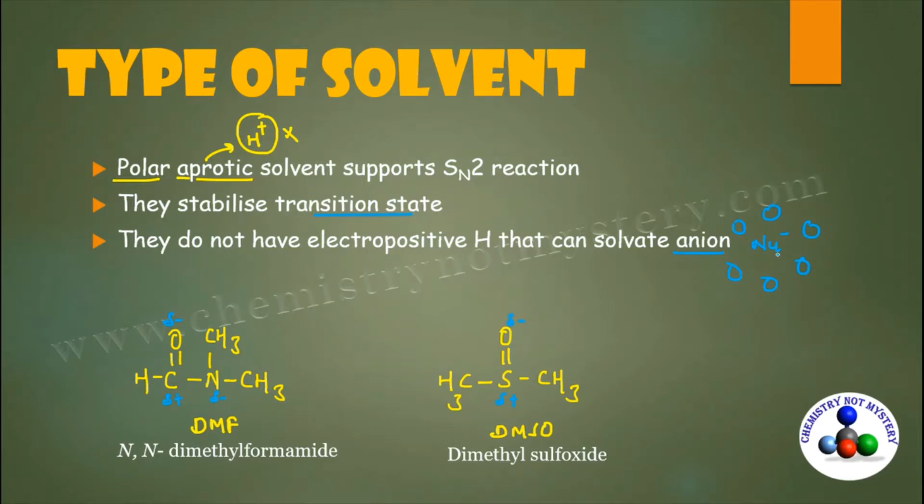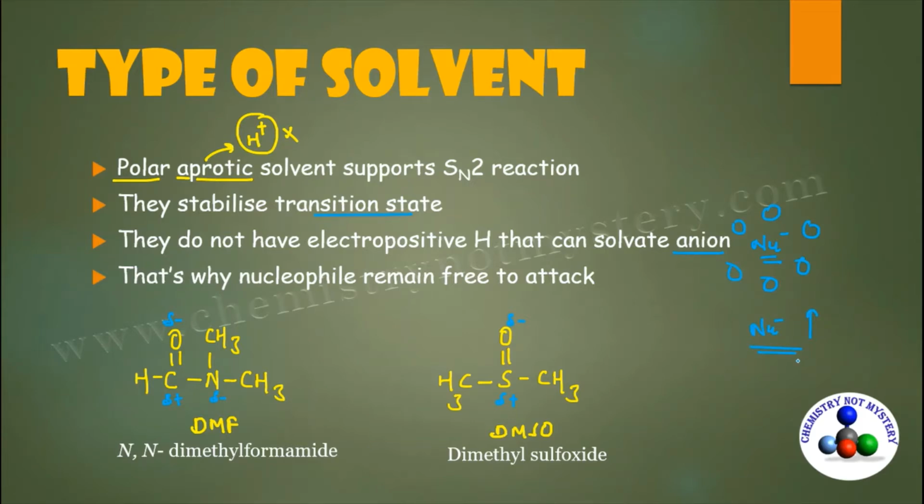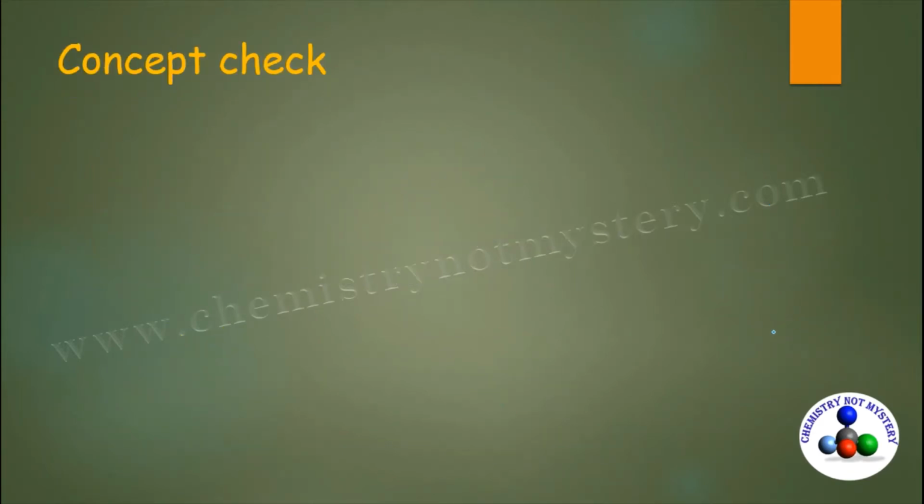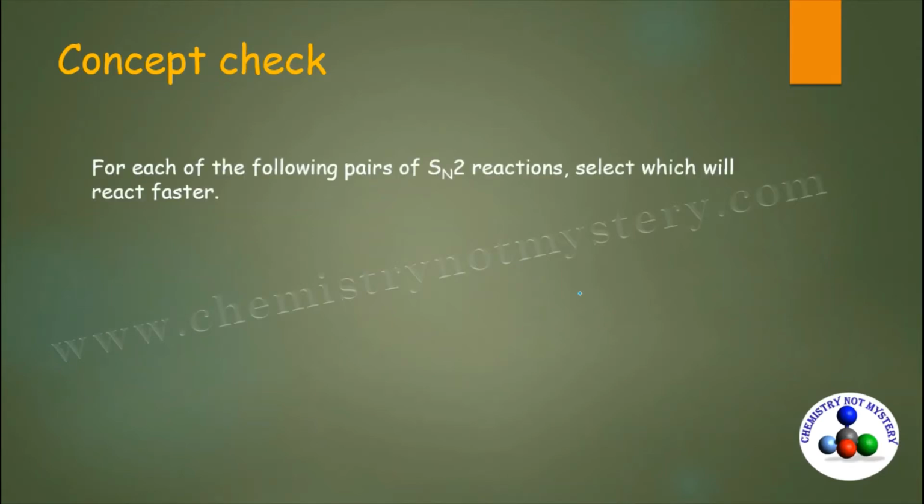And because this nucleophile cannot be solvated by the polar aprotic solvent, this nucleophile is pretty much free to attack the molecule. And that's how a polar aprotic solvent helps the nucleophile to increase its concentration and to remain free. So because a higher concentration of nucleophile is available in case of a polar aprotic solvent, they support the SN2 reaction mechanism. Now you have to answer this question.